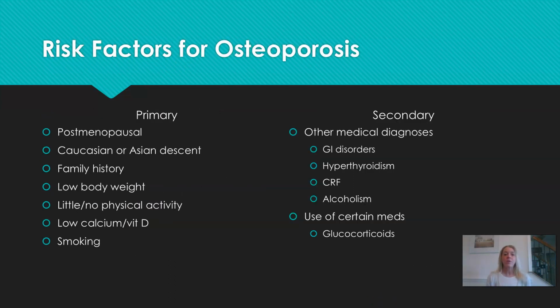Risk factors for osteoporosis are being a woman, postmenopausal, Caucasian or Asian descent, family history of osteoporosis, there is a genetic link for this, low body weight, little or no physical activity, and then a diet that's low in calcium, vitamin D. Smoking also increases your chances of developing osteoporosis. Some secondary diagnoses are some other medical diagnoses like GI disorders, hyperthyroidism, chronic renal failure, and alcoholism, as well as the use of certain medications like glucocorticoids. So those are used to treat some of the other disorders, and then a side effect is potential development of osteoporosis.